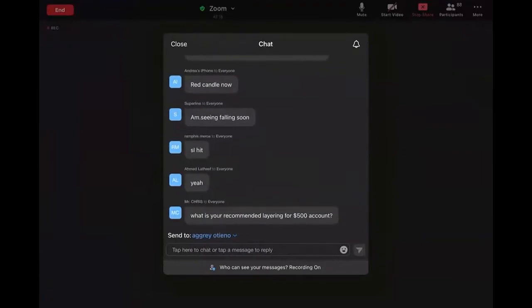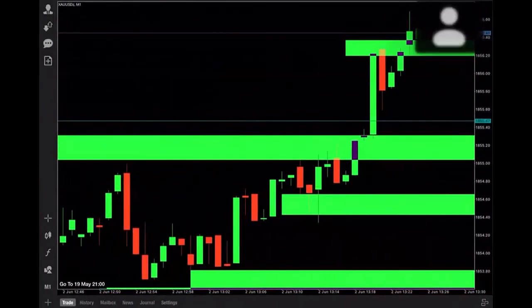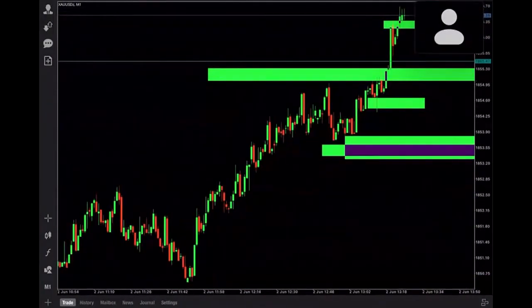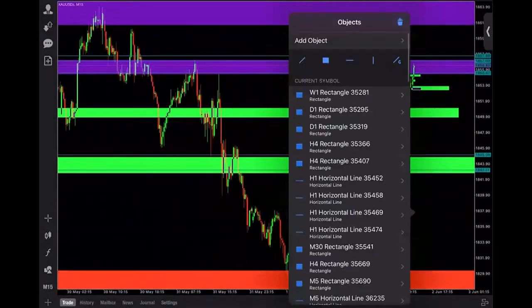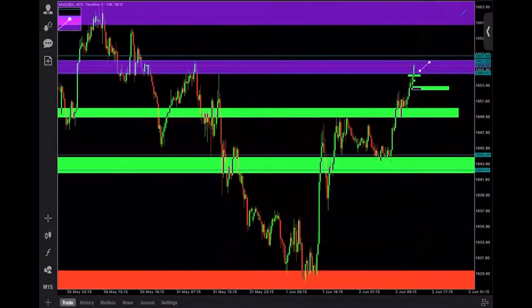For example, a $500 account. Layering, you just have to know your SL. For example, how far is your SL to your position? Let's just take this purple zone as an example. For you to start selling in this zone, you know SL is here, 20 pips. So if you keep entering 0.01 until 0.2, if it's 20 pips, it will just be $40. So the closer you take your entry to the SL, it's technically lower risk compared to the bottom.